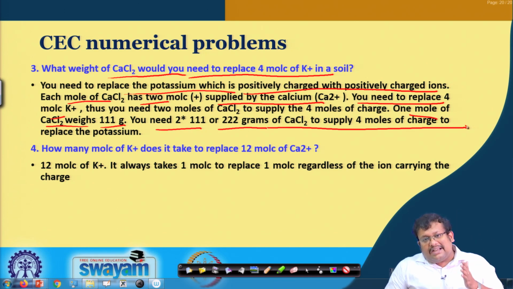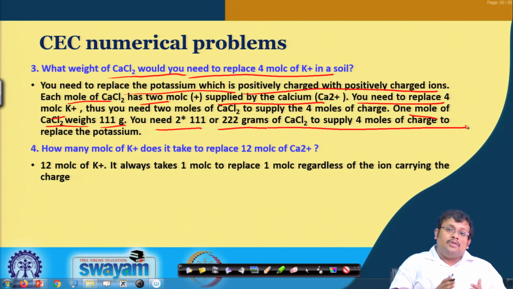So, the basic concept is, to replace 4 molar charge of potassium, you need 4 molar charge of calcium. To supply this 4 molar charge of calcium, you need 2 moles of calcium chloride, and you just have to multiply the molecular weight by 2.